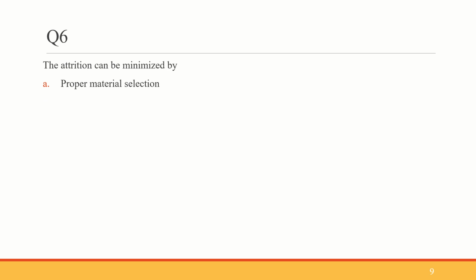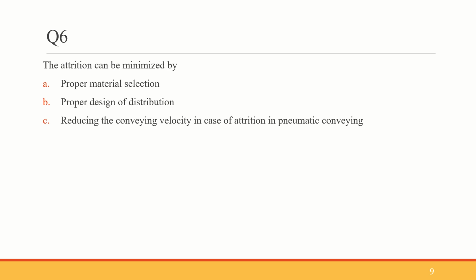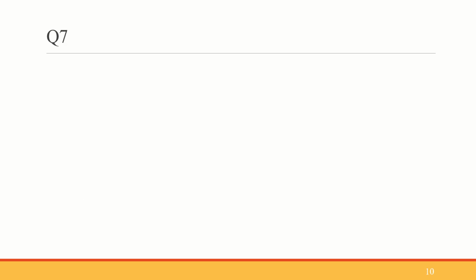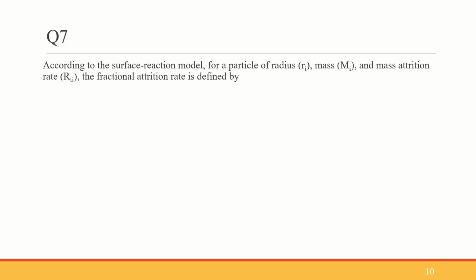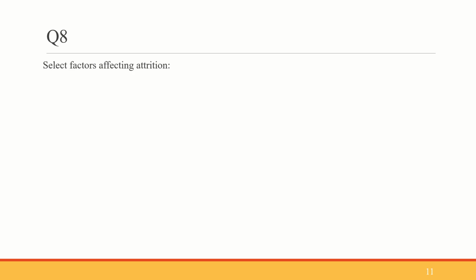Now it is about attrition. It can be minimized by all of these: proper material selection, proper design of distribution, and reducing the conveying velocity in case of attrition in pneumatic conveying. And lastly, according to the surface reaction model, for a particle of radius Ri and mass Mi, the mass attrition rate is Rti, and the fractional attrition is equal to the mass attrition rate divided by the mass of the component. Rti divided by Mi is the right answer.